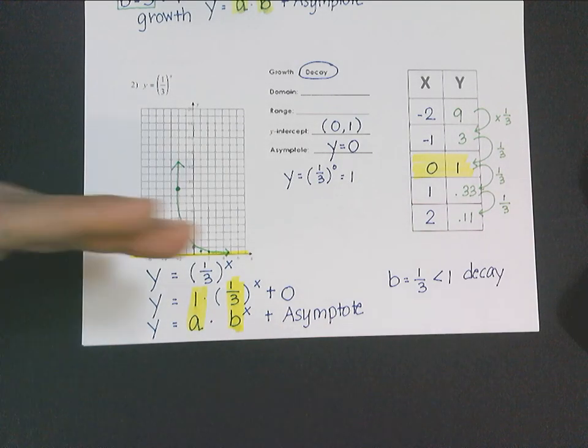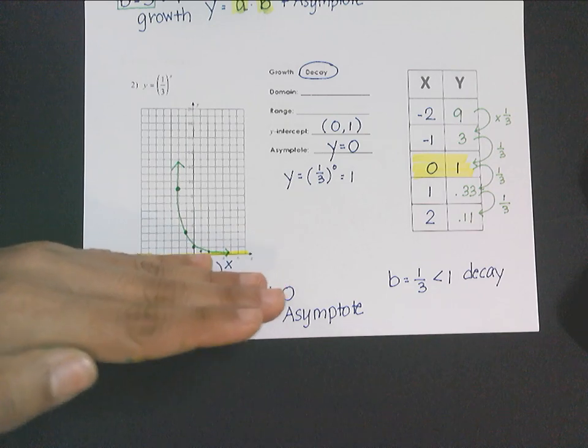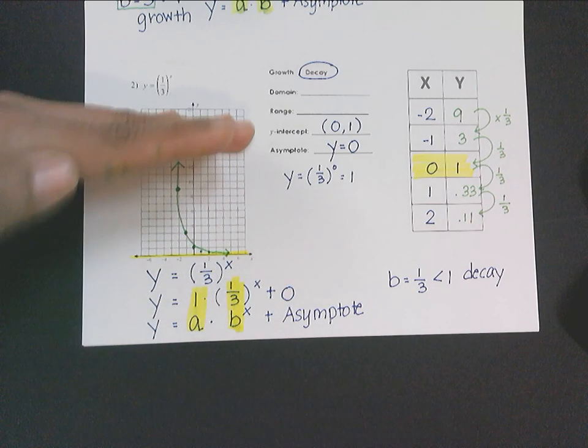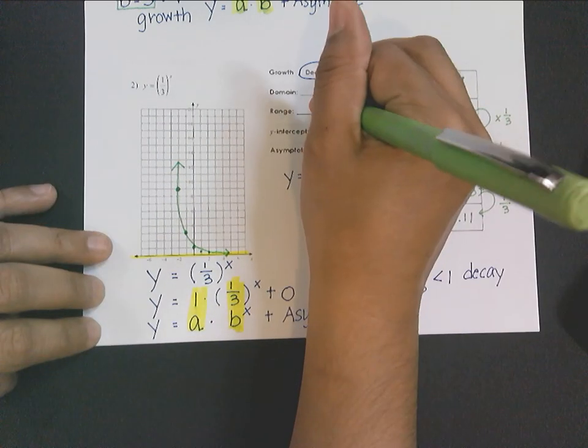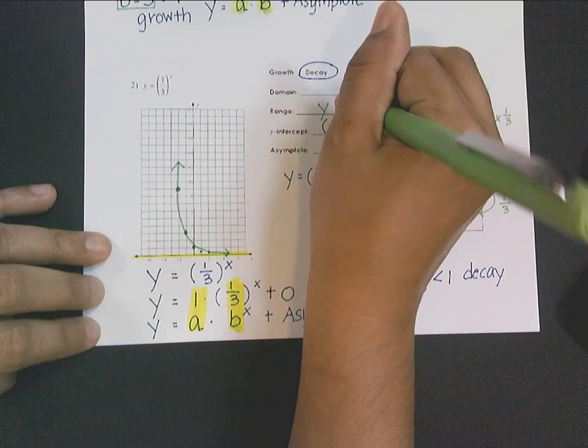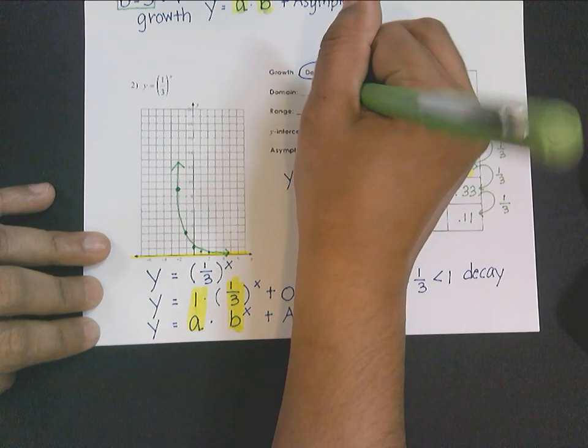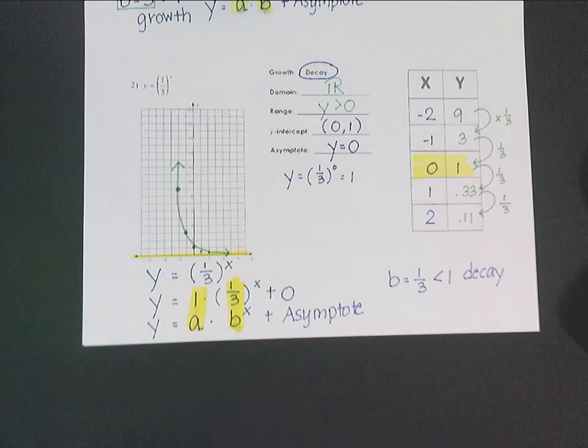So my range is going to be all of those values above 0, but not including 0. So y is going to be greater than 0. My domain, of course, is going to be all real numbers.